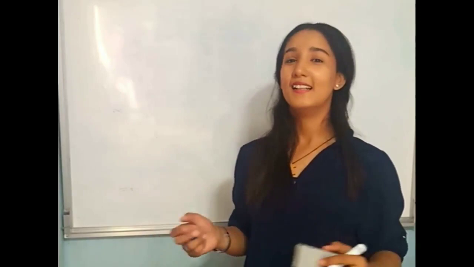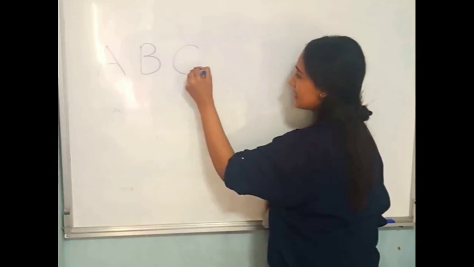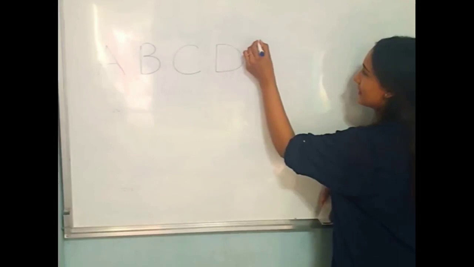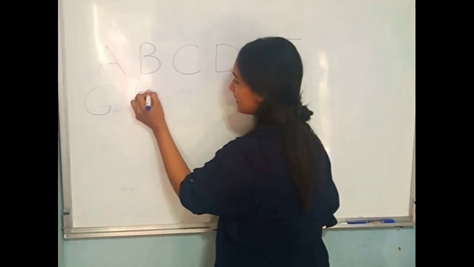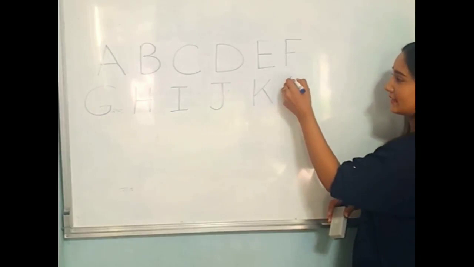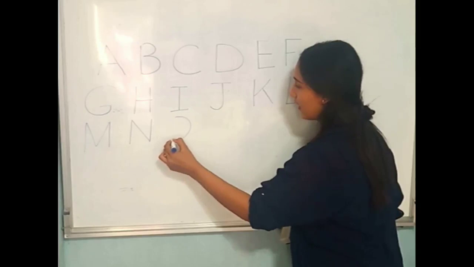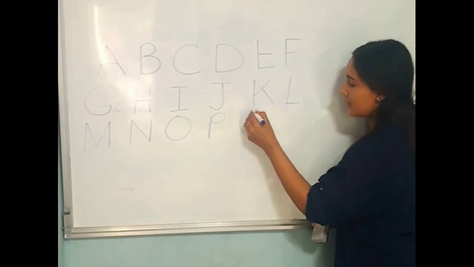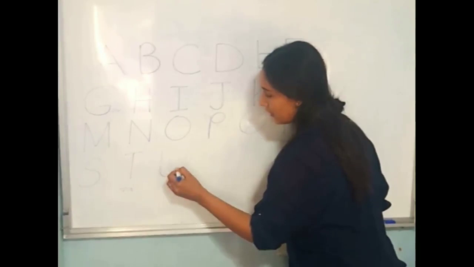Okay, I'll show again. This is A. This one is B. This is C. This is D. This is E. This is F. This is G. This is H. This is I. This is J. This is K. This is L. This is M. This is N. This is O. This is P. This one is Q. R. And then S. T. This one U.